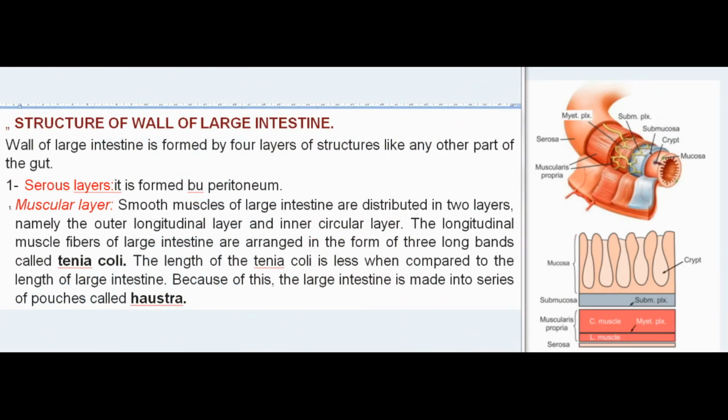Structure of wall of large intestine. The wall of the large intestine is formed by 4 layers of structures like any other part of the gut. 1. Serous layer. It is formed by peritoneum.